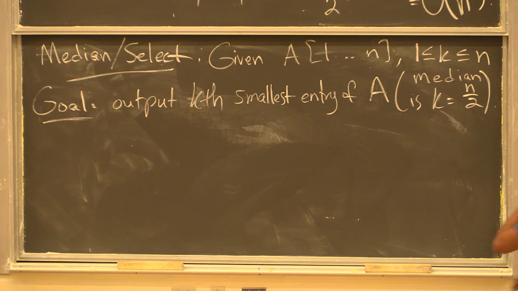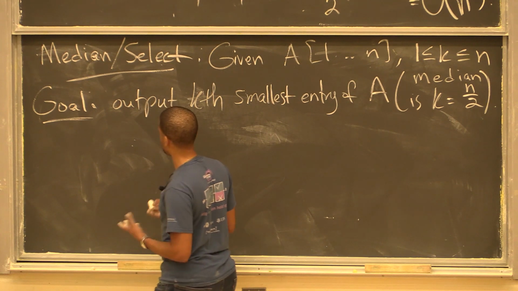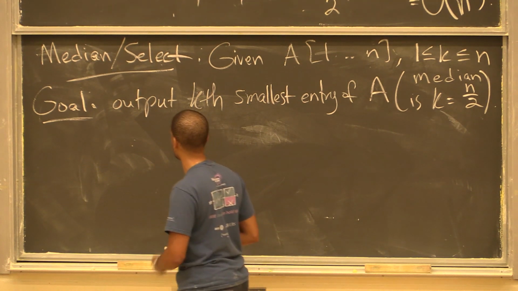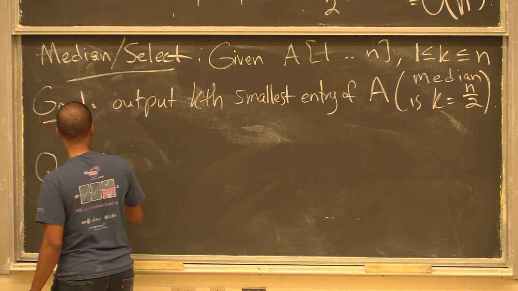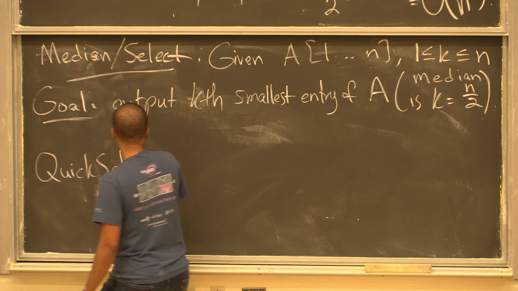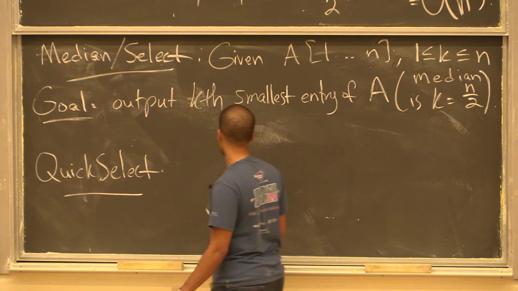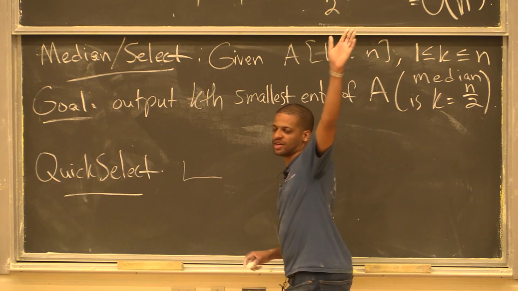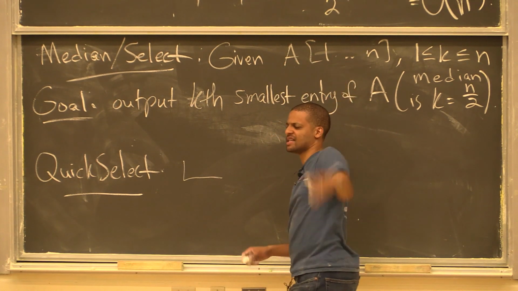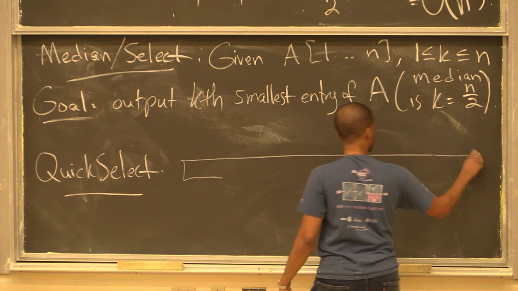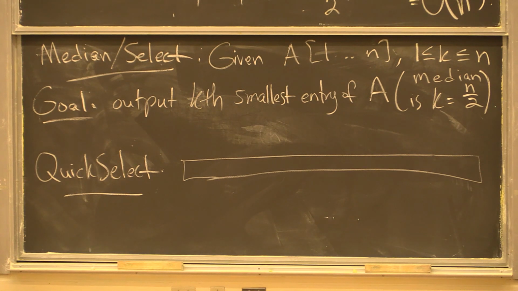And the motivating algorithm for why we expect to be able to do it in linear time is the following. There's an algorithm called quick select, which we're not gonna analyze formally today. But the way that algorithm works is as follows. Who's heard of quick sort? Who's heard of quick select? Fewer people, but it's a similar concept. So here's my array of size n. How does quick sort work?